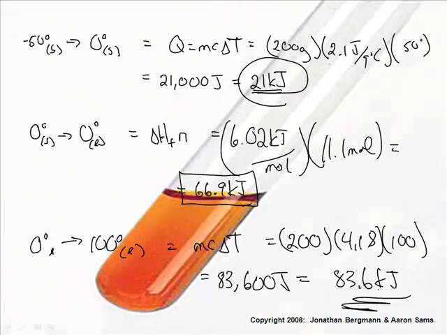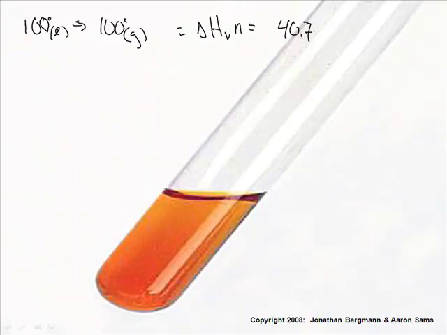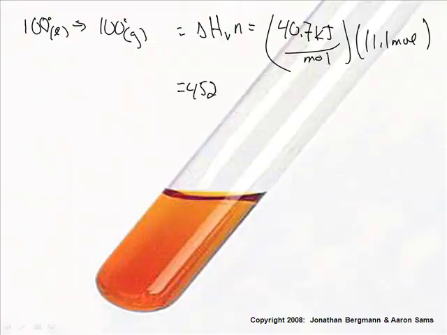All right, we aren't done yet. Then we have to go from 100 degrees as a liquid to 100 degrees as a gas. We'll use the equation delta H vaporization times n. The heat of vaporization of water is 40.7 kilojoules per mole, and our moles were 11.1, just like a minute ago. So this is going to be 452 kilojoules. Now that's huge. That's a lot compared to the others.